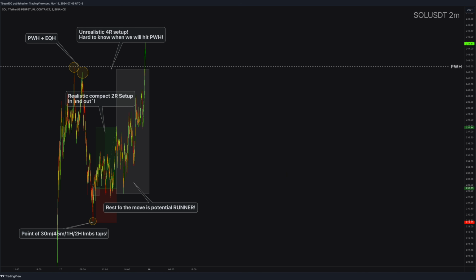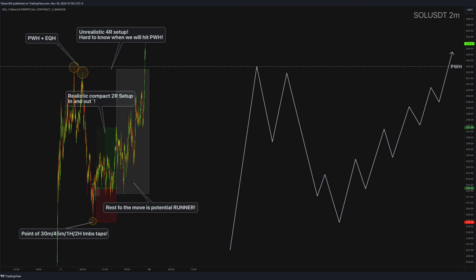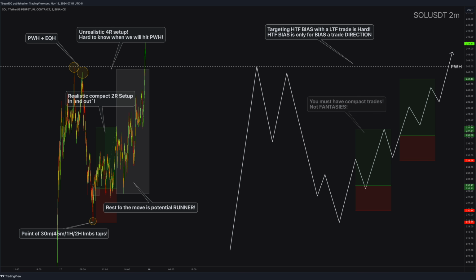Now, here is the big problem. When we have a high time frame bias like weekly highs, that gives us a bias to move towards, a direction to take trades. Bias is for bias. Bias is not for trading. So what you do is take compact trades with your bias. Do not build big fantasy setups. And if you struggle, keep using the MASTERCLASS order management techniques.